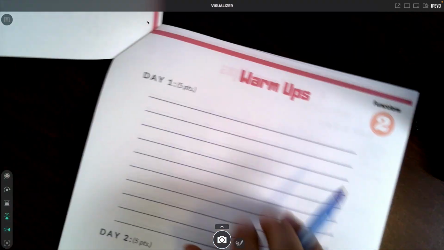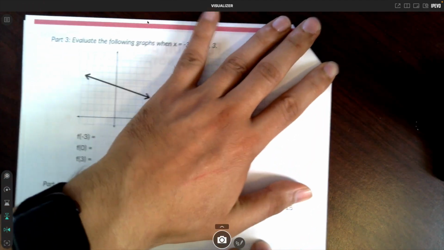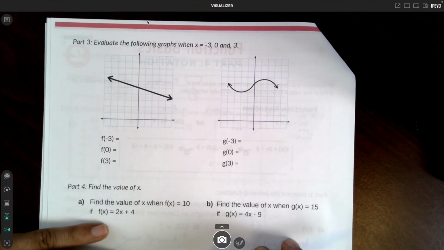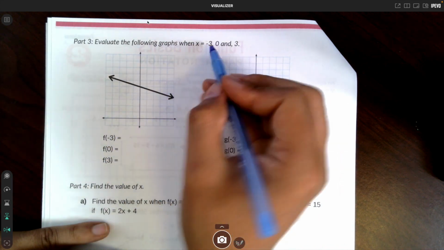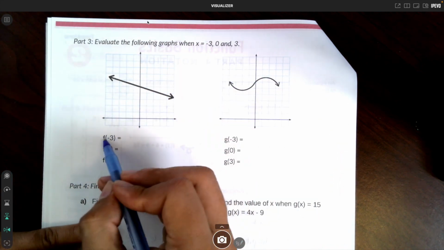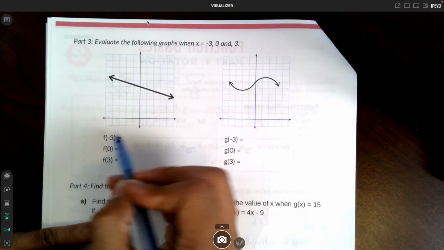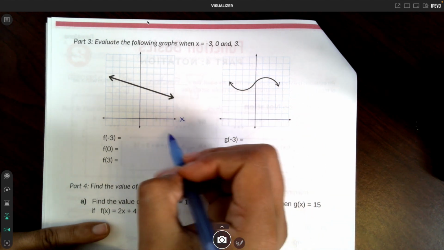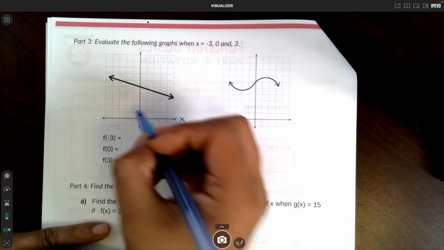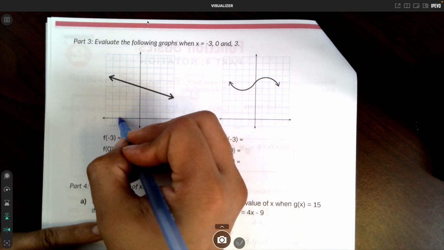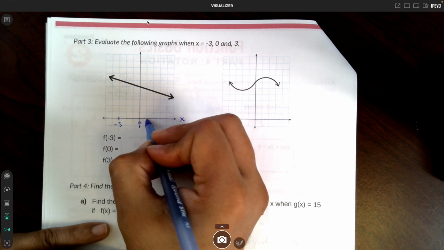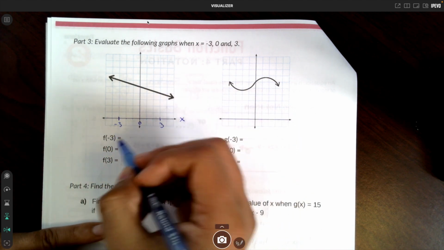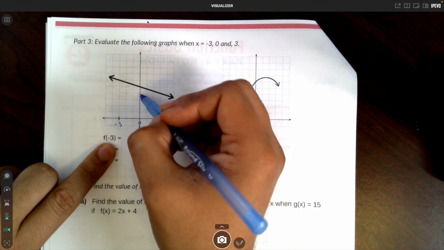Let's take a look at some more problems. We're now going to evaluate graphs. We're going to evaluate this graph when x is equal to negative 3. So look, f of negative 3, but this is your x-axis. So where is negative 3? 1, 2, 3. So that's negative 3. This is 0. 1, 2, 3. That's 3. So the result is the y value.